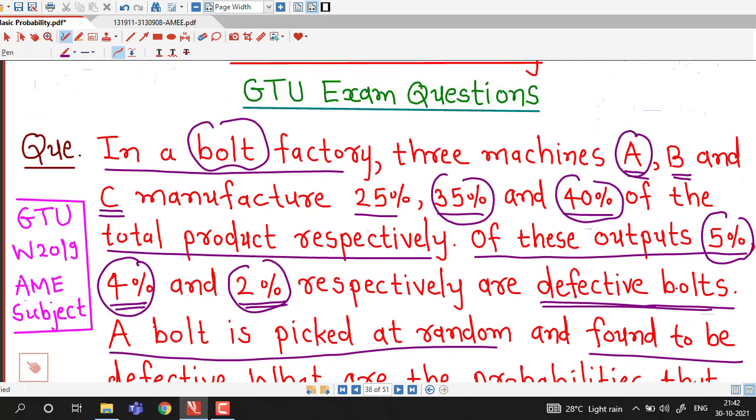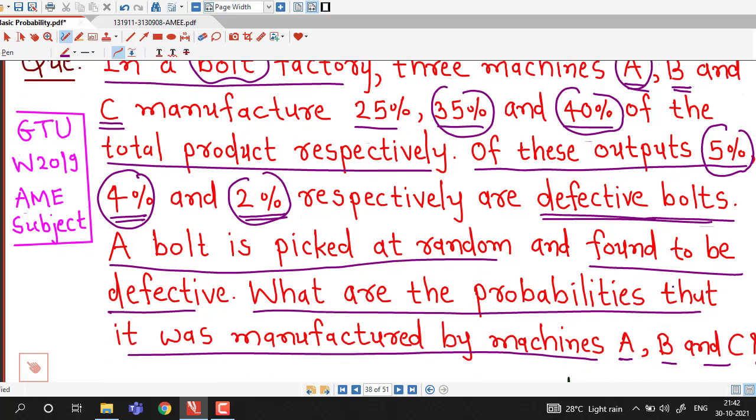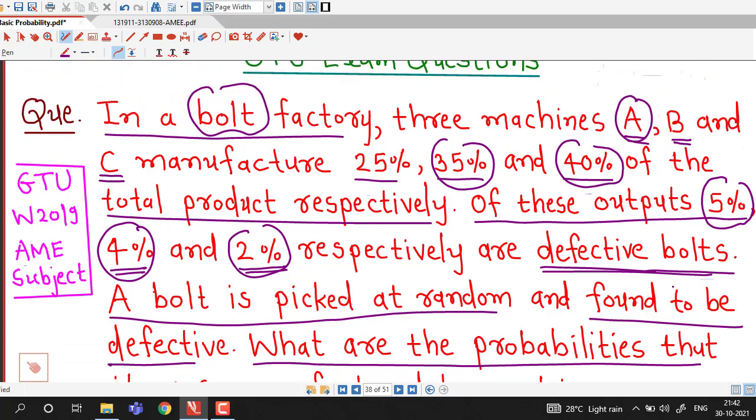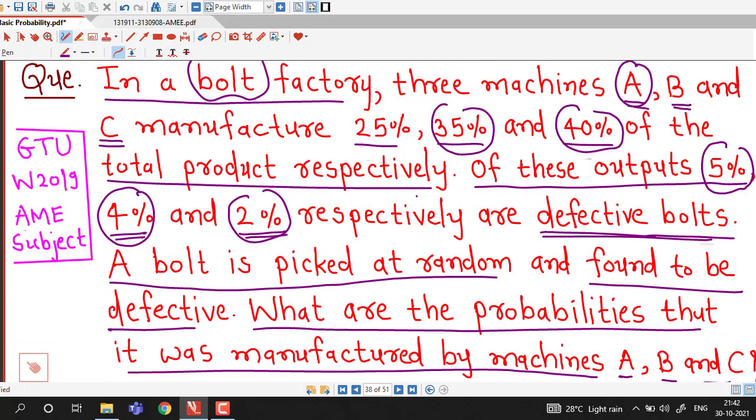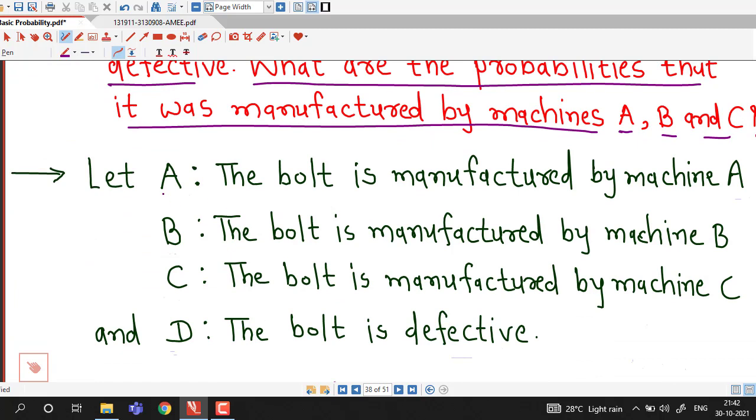So this is the problem of Bayes theorem. First we define particular events. We define three events as the bolts are manufactured by machine A, machine B and machine C respectively. Here we have denoted those three events by A, B, C. Event A is the event that the bolt is manufactured by machine A. Similarly, the event that the bolt is manufactured by machine B is denoted by capital B, and capital C denotes the event that the bolt is manufactured by machine C.